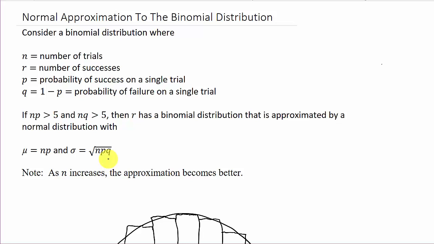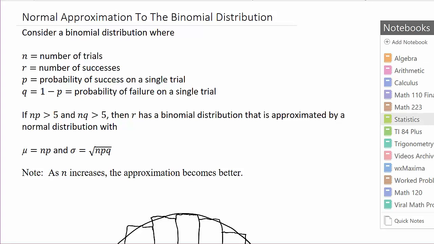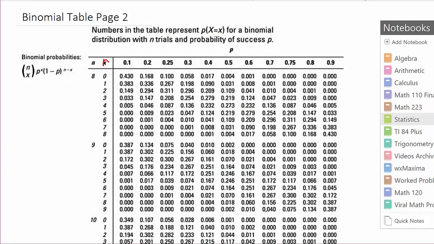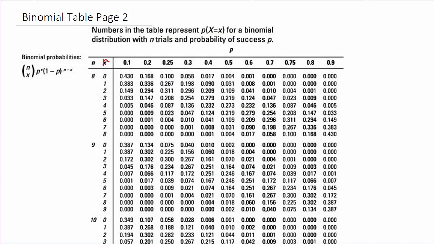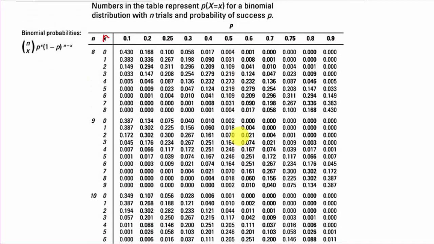So just bear with me for a second before we get to the problem, so I can show you what's going on. Here's a binomial distribution table, part of it. It's for n from 8 through 11, but that doesn't matter. Let's just look at this.